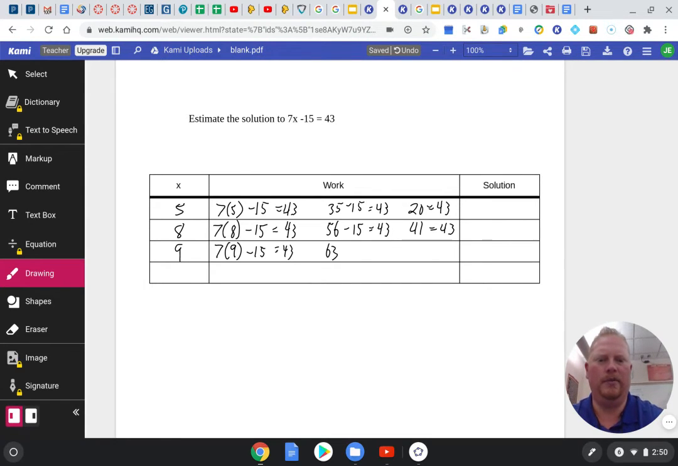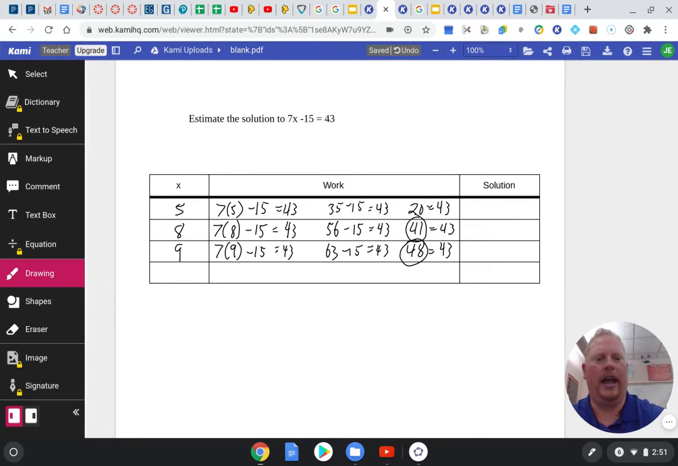So 7 times 9 is 63. 63 minus 15 is 48. All right, so we did it at 8, and the answer of 41 was too low. We tried it at 9, and the answer of 48 was too high.